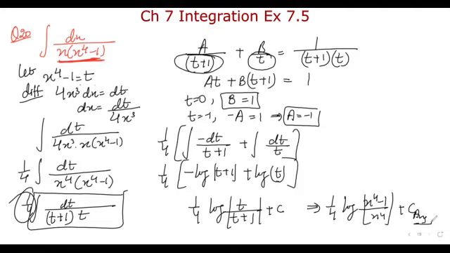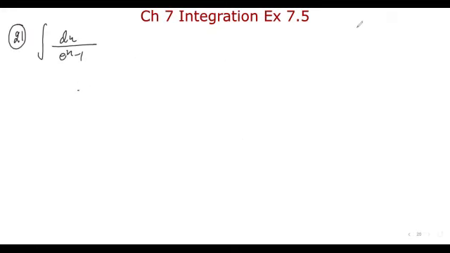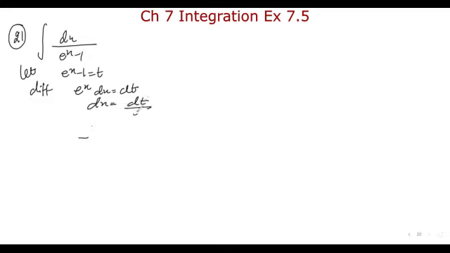That is our answer. This question is not looking like a question of partial fraction, but up till now we do not have any method to integrate it. For this, first I will do substitution. There are many questions where we do substitution first and then we do partial fraction. So let us assume that e power x minus 1 is equals to t, right? Now on differentiating, I will get e power x into dx is equals to dt.